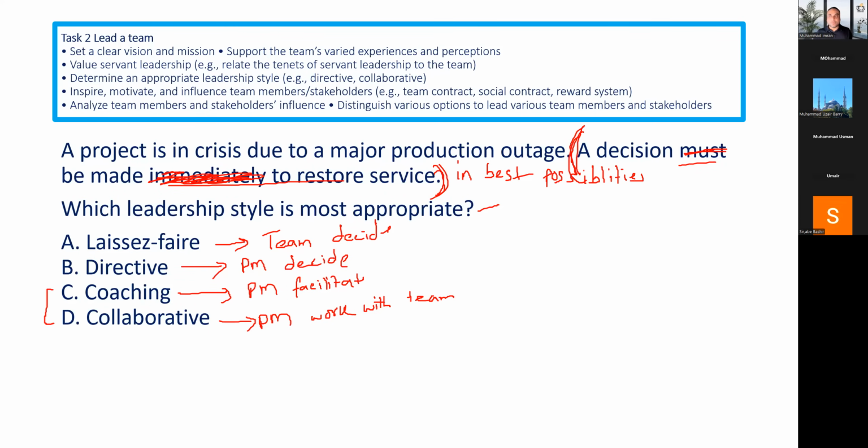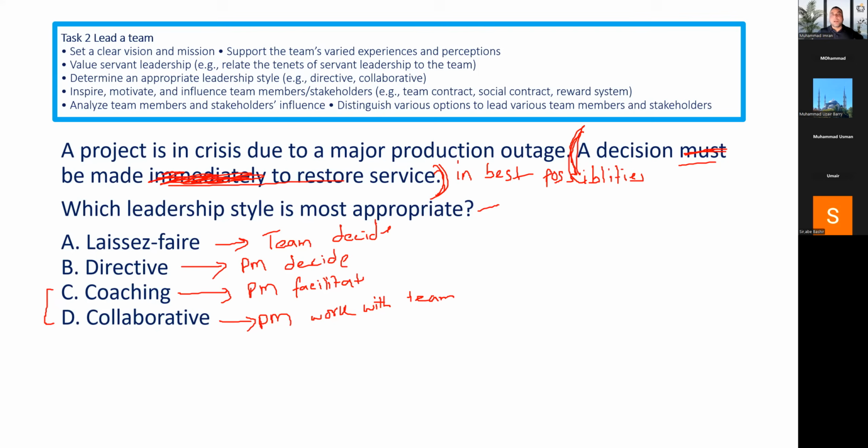Imran, go ahead. Can I ask a quick question? Yeah, sure. Go. This question does not state which methodology the team is using, let's say Scrum or Agile or predictive or adaptive. How do we know, reading a question like this, when you change something like in best possibilities, which methodology they're using?